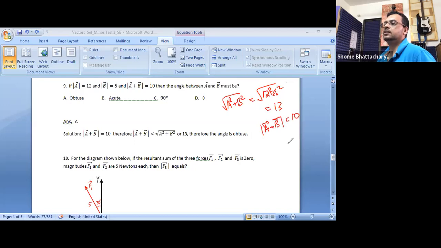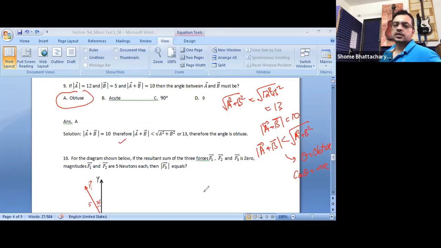It is 10. So that means the magnitude of A plus B is less than square root of A square plus B square. So what is happening? The angle theta is obtuse, or cos theta has to be negative. Okay. So it has to be obtuse. Right? Is this question clear? 9th one, people?